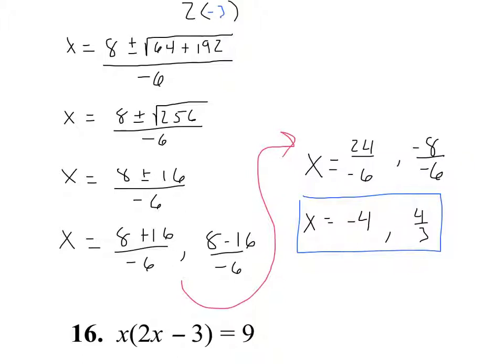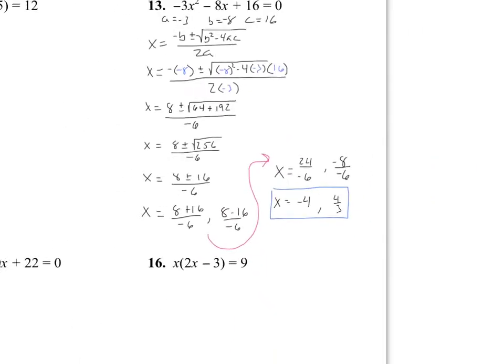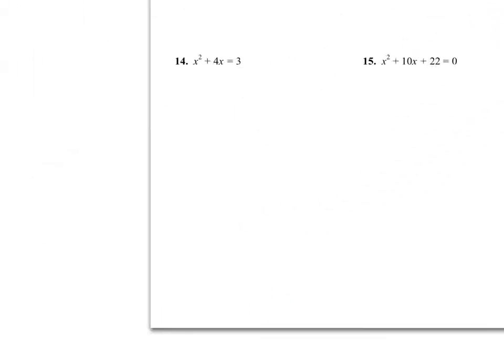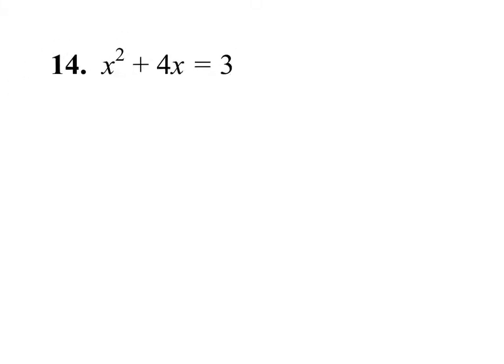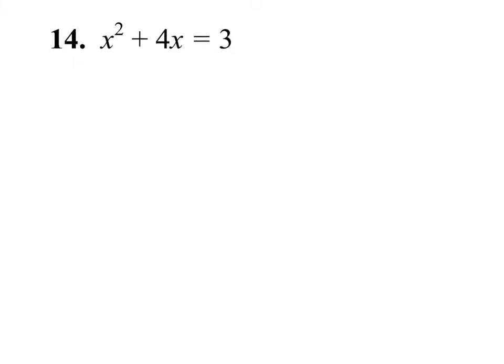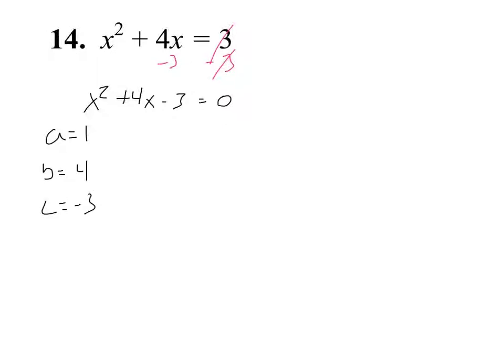All right, so let's take a look at number 14 now. So number 14, first thing is first. Do we have standard form? Nope. So what do we got to do? Subtract 3 from both sides. Excellent. So we have x squared plus 4x minus 3 equals 0. What's A? 1. B? 4. C? -3.